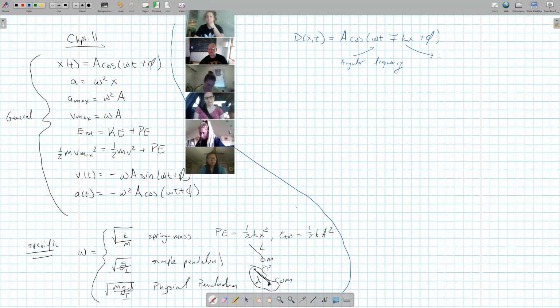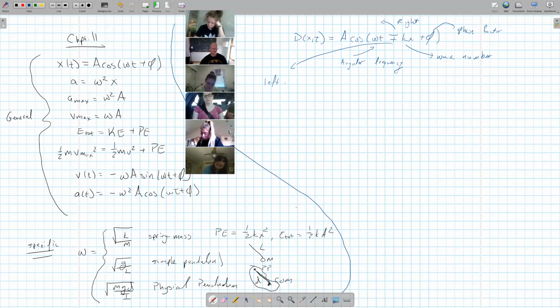K here was the wave number, not the spring constant. Phi again is our phase factor. And remember, phase factor is what it's doing at time equal to 0. And then the minus sign up here means that it's moving to the right. And then the positive sign means it's moving to the left. Okay.